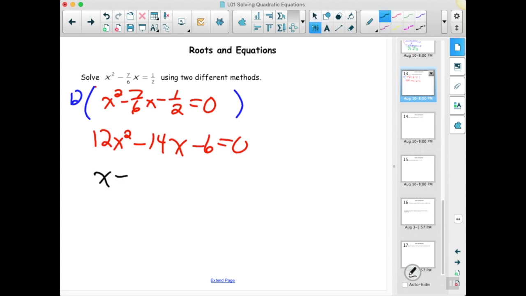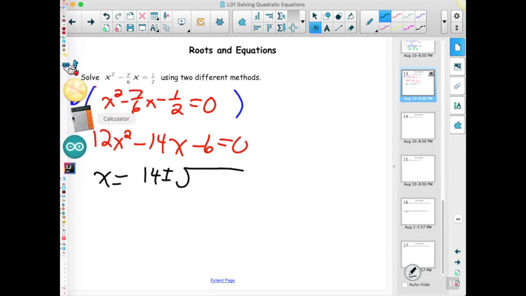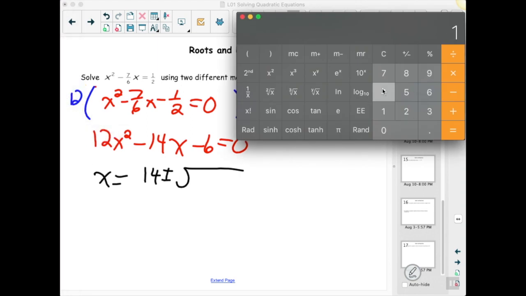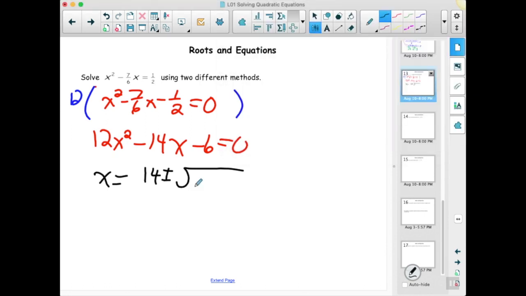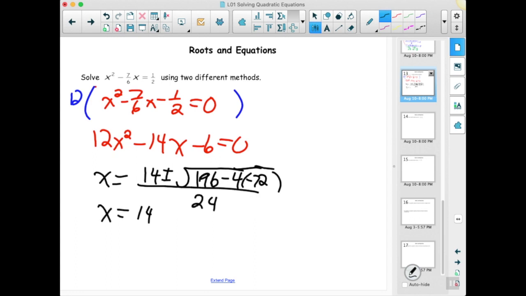And then for my method, and I'm only going to use one method here, I'm going into the quadratic formula. X is equal to negative b, which is 14, plus or minus the square root of b squared, 14 squared. I think that's 196, but I just want to check quickly. Get that calculator out. 14 times 14 is, that was indeed 196. 196 minus 4 times the product of A and C is negative 72, all divided by 24. So x is equal to 14 plus or minus, 12 times 6 is indeed 72.